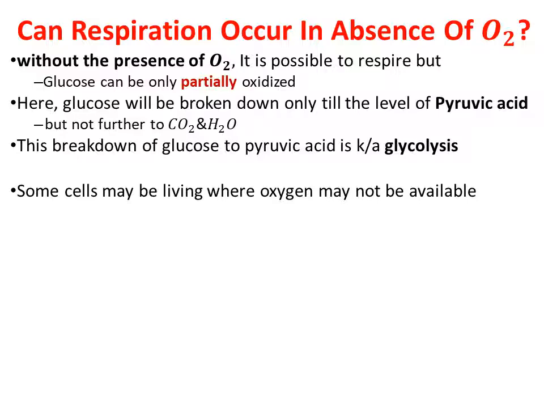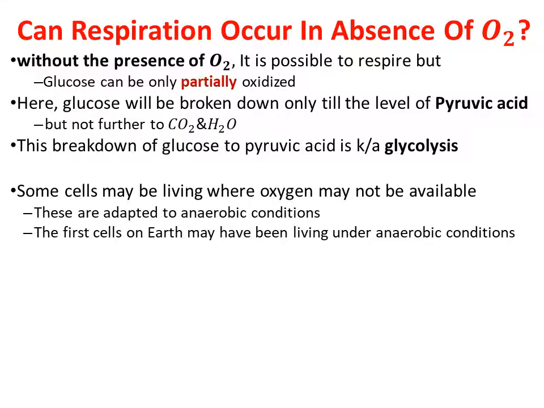On the other hand, some cells may actually be living where oxygen is not available. These cells are sometimes adapted to anaerobic conditions. In fact, the first cells to form on this earth may actually have been living under anaerobic conditions, thereby partially oxidizing glucose and utilizing the energy, which was sufficient for their needs.